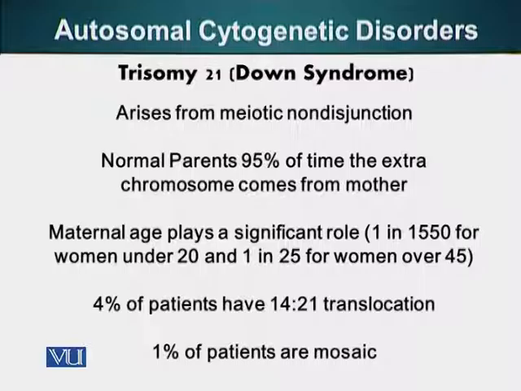4% of the patients have Robertsonian translocation, 14-21. 14 is also an acrocentric chromosome, and 21 is also an acrocentric chromosome. We won't talk about this since it is slightly beyond the scope of this course, but I just wanted to mention it. 1% of the patients are mosaic.